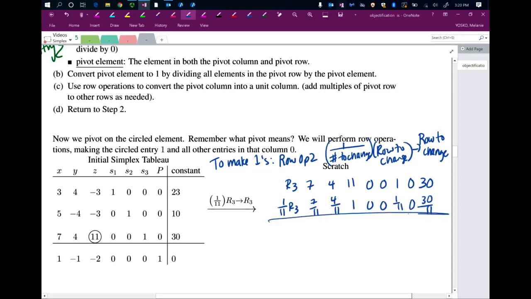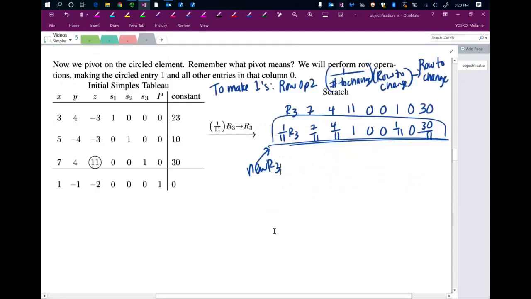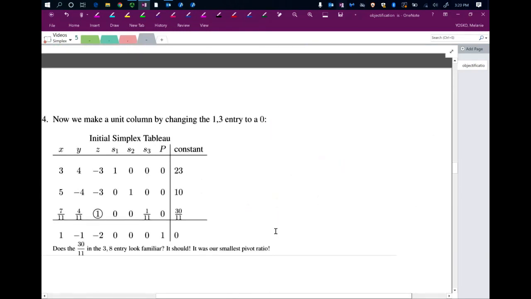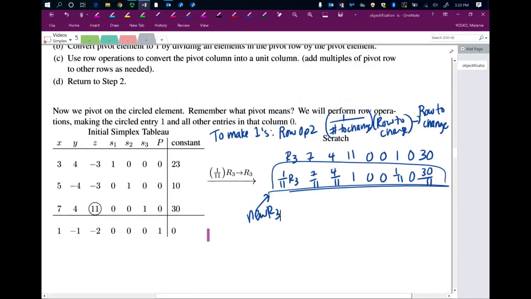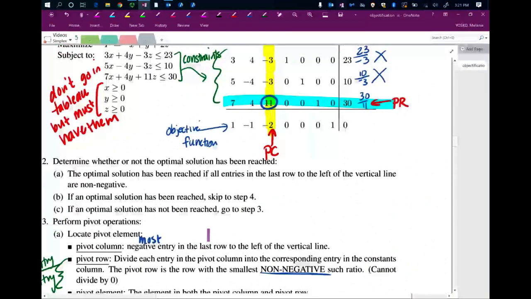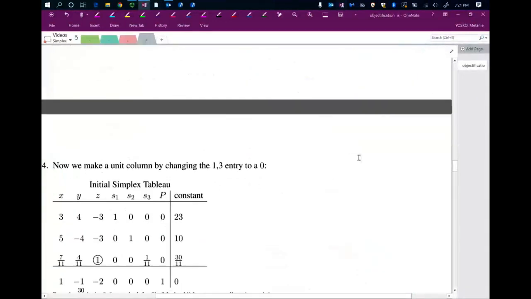You see this? This right here is going to be the new row 3. So there we have it here. I just retyped it. Look at this guy, 30 over 11. Wasn't that the same thing we got when we tried to find our pivot element? Wasn't that the smallest ratio? It's always going to be that way.